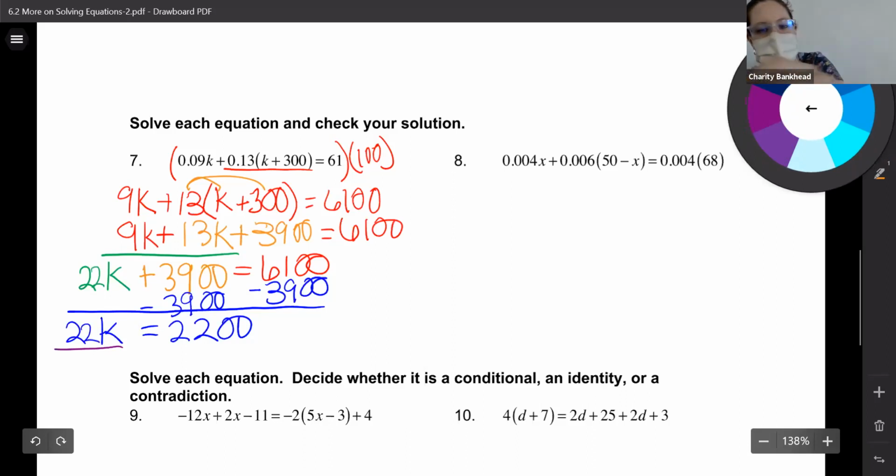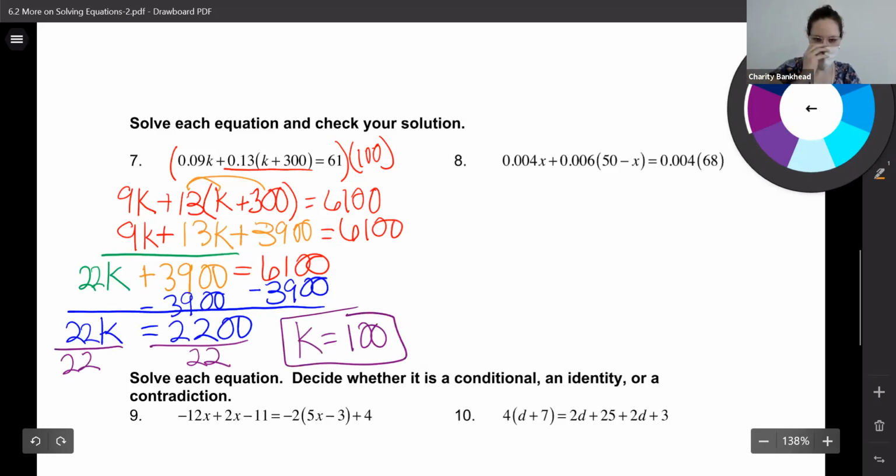There we go. That makes much more sense now. So divide both sides by 22. And then you just get K equals 100. There we go. That's nice.